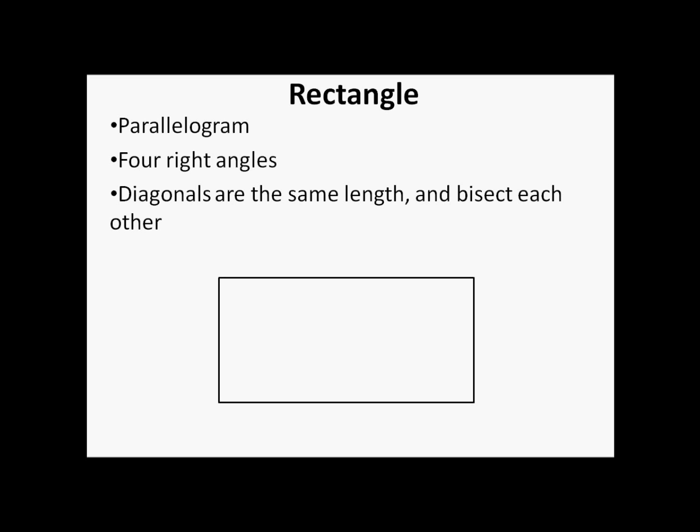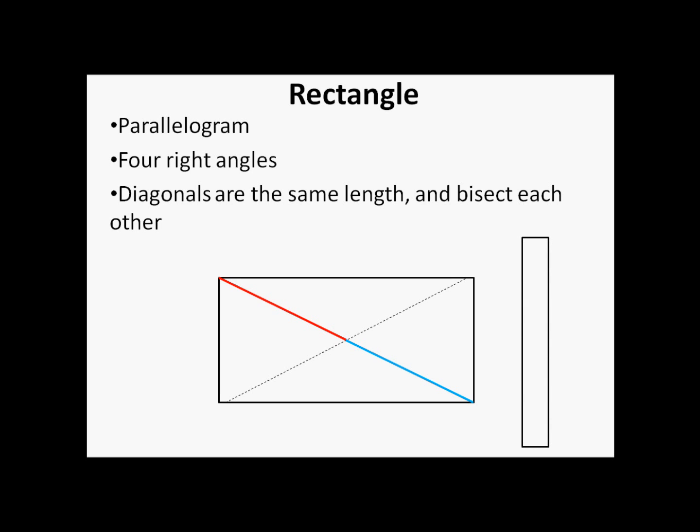So a diagonal is when you have a line. This dotted line is a diagonal. It goes from one vertex to another across the figure, across the shape. So if we have both of these diagonals, if you notice, they chop each other in half. This red length is the same length as the blue length. They have the same measurements. This is also a rectangle. You'll see long and skinny rectangles. This guy over here on the left is also a rectangle, but it also has another type of name.